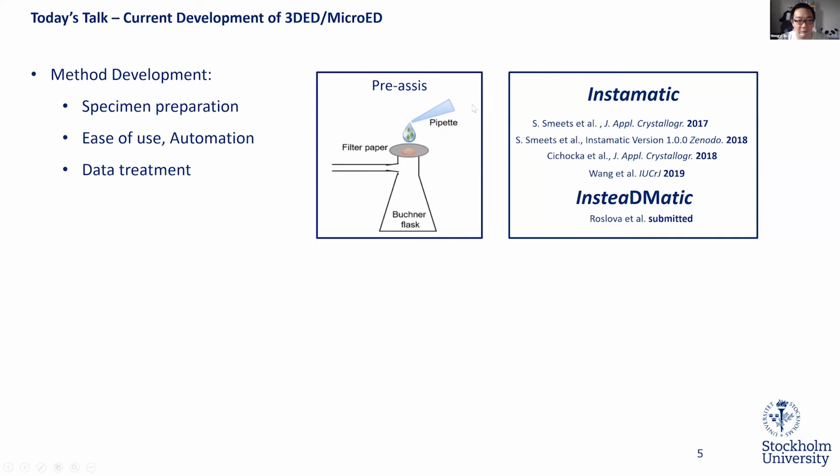Apart from this, we've also been working a lot on the software side. We've developed a platform called Instamatic, which allows people to collect 3D electron diffraction data rapidly. We also have a DM version of Instamatic, and I'll talk about this in more detail later. I'll also talk about how we treat the data now, because we're collecting data so fast nowadays that we need a pipeline to process the data.